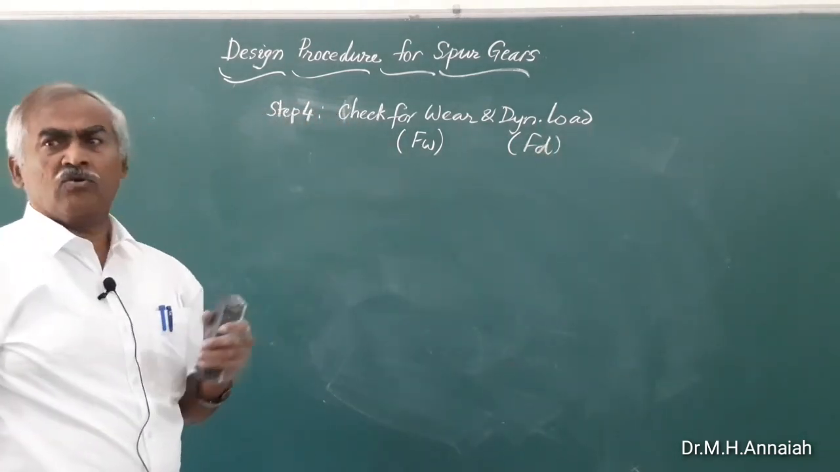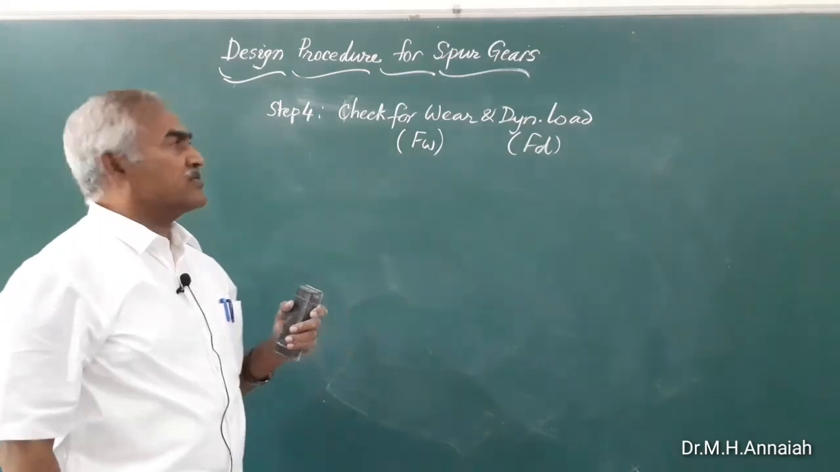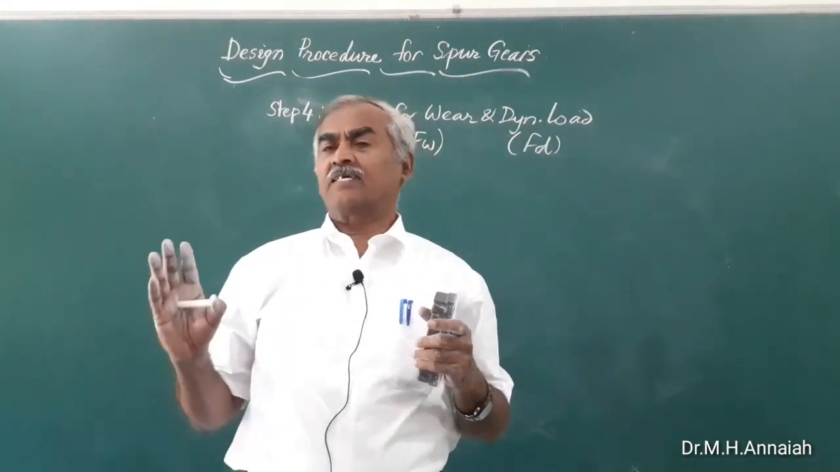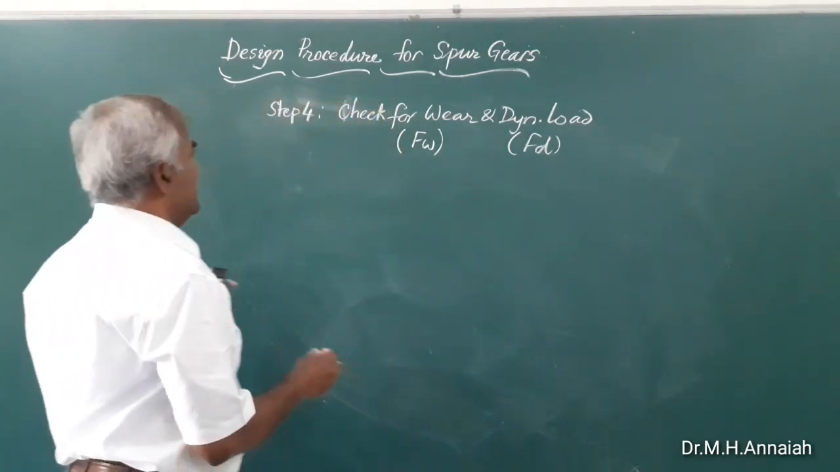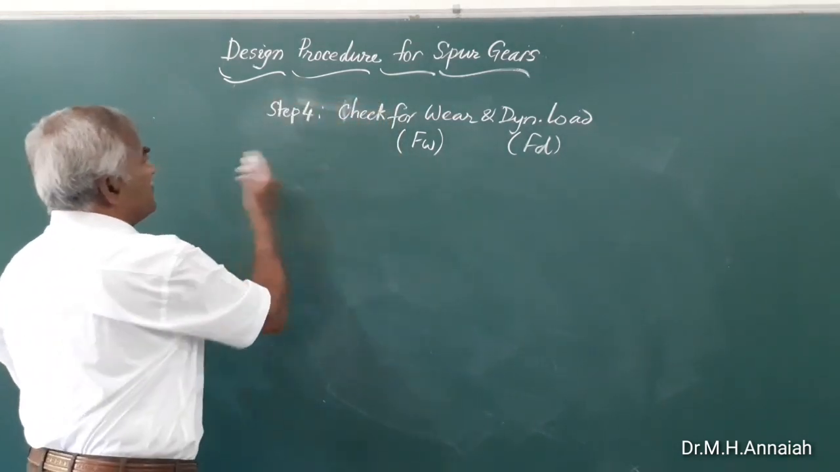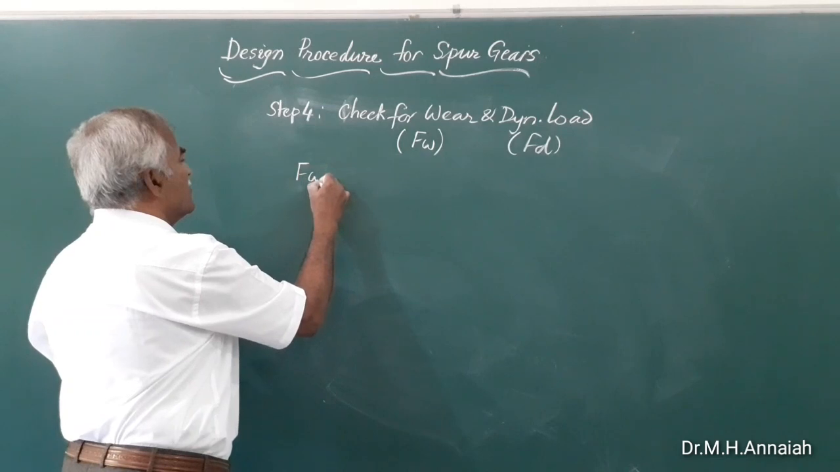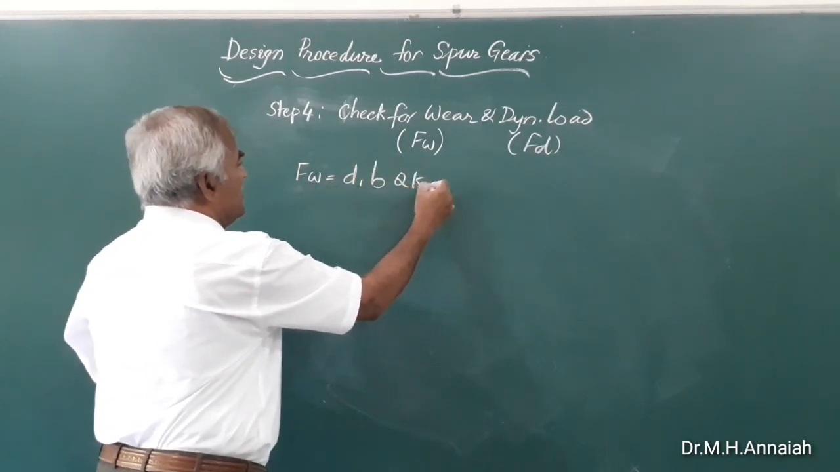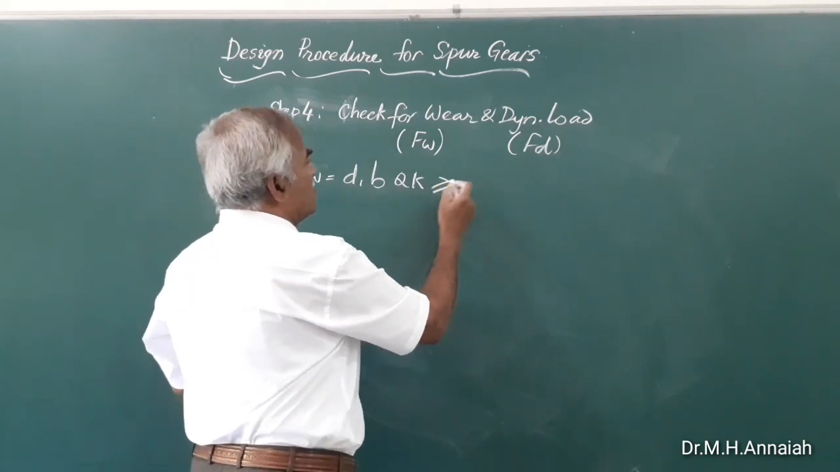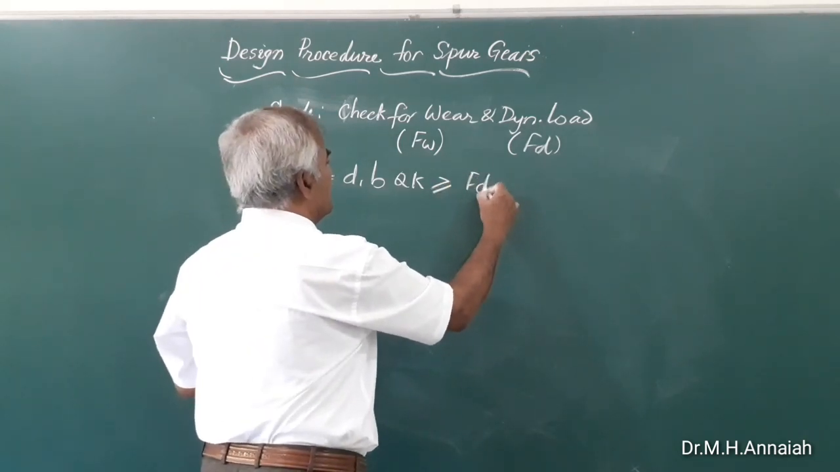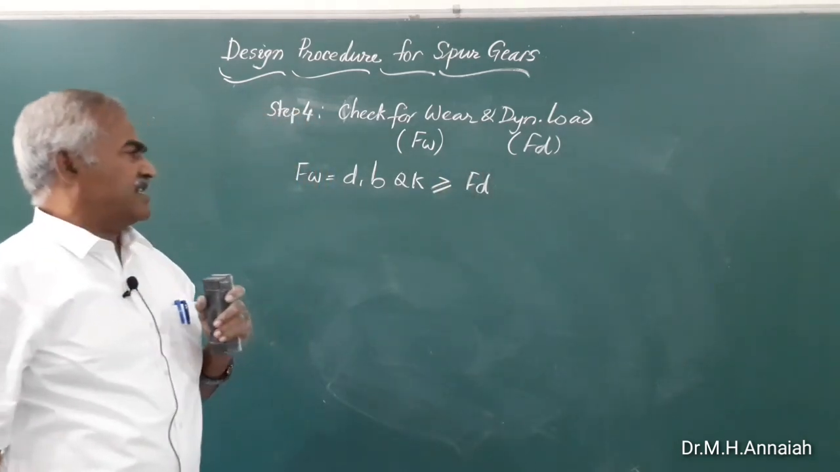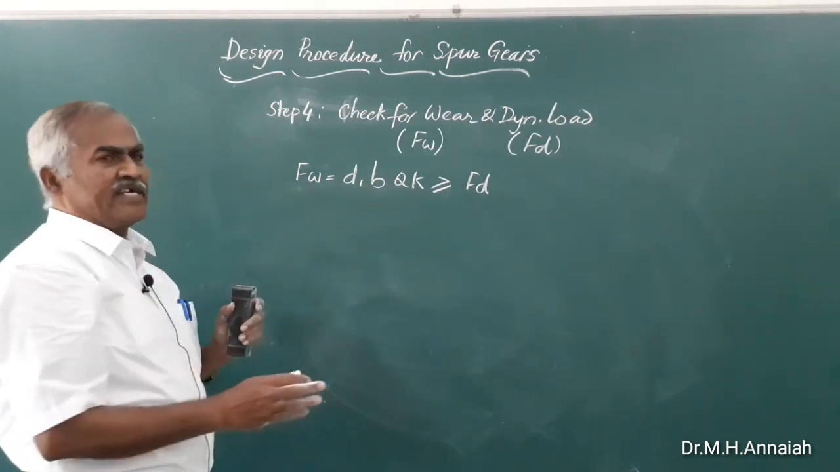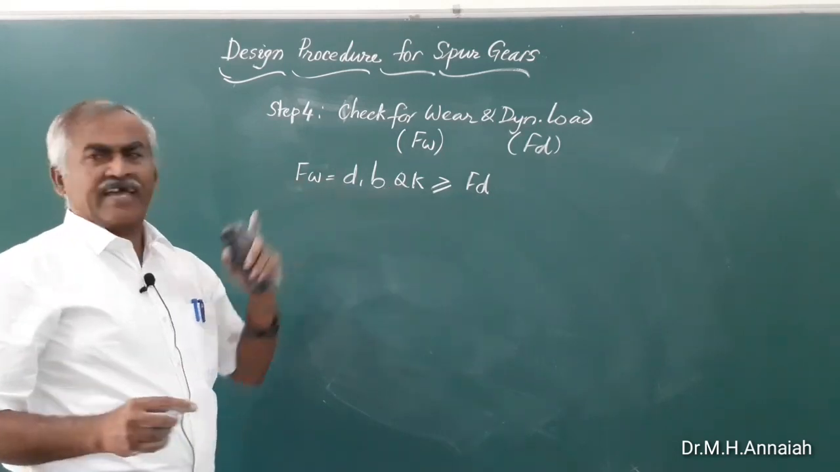And by finding out these two, we will be able to find out what is the hardness to which the gear and the pinion are to be hardened. Friends, we have the formula Fw is given by d1 b q k, which is greater than or equal to Ft. Fw should be greater than or equal to Fd. So let us find out these two quantities and find out the value of K.